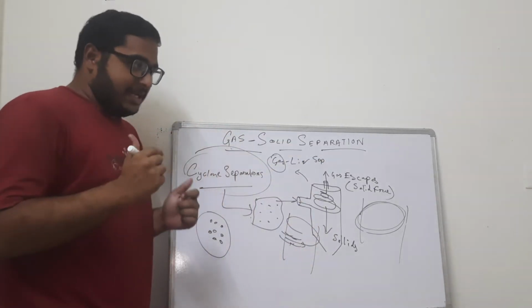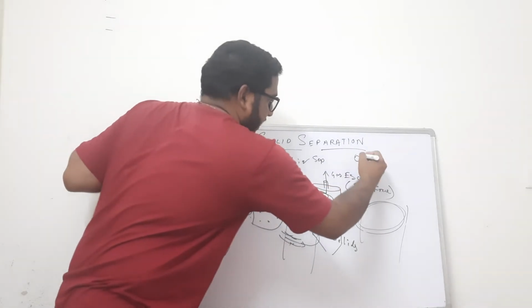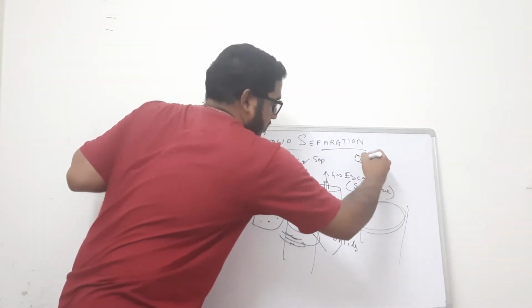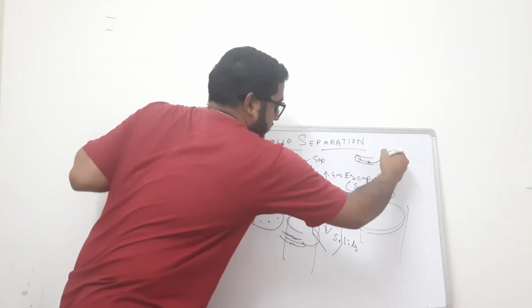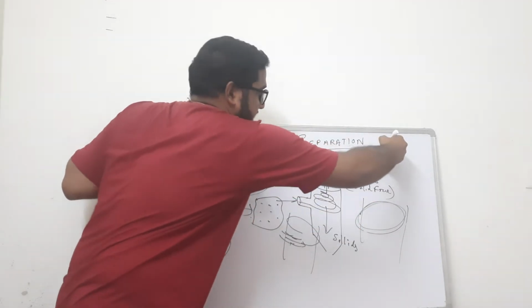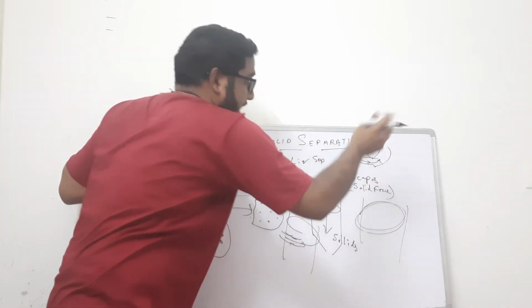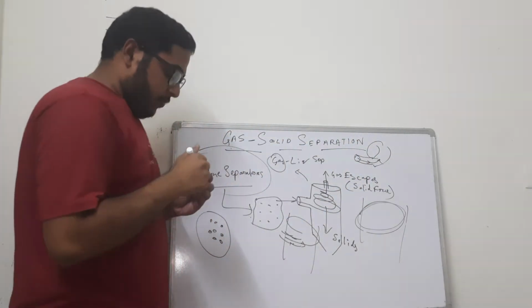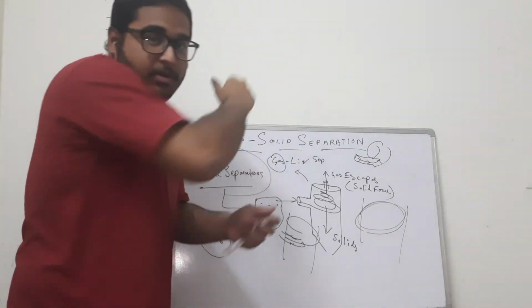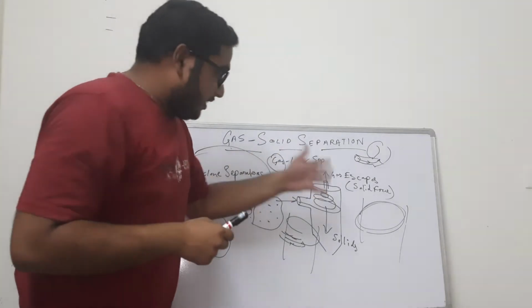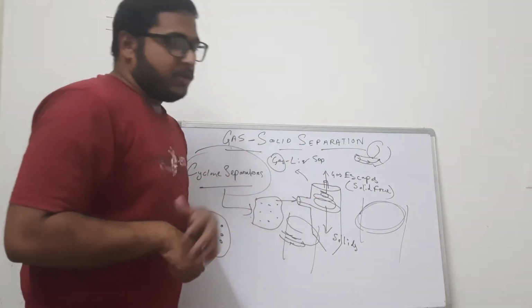So basically a structure like this would explain it better. It goes within and gets a tortuous path such that it rotates in a circle in the cyclone separator. It's given a centrifugal direction of rotation when it enters the cyclone separator, and that is the principle of the cyclone separator.